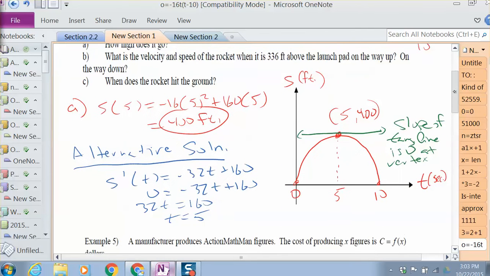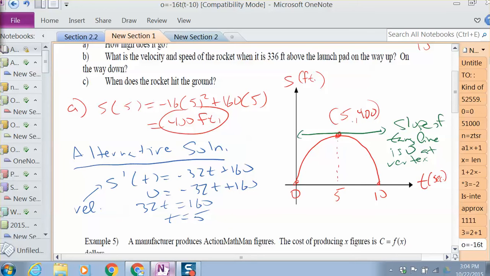Another way of looking at this, too, is that we know s prime is also the velocity. And the vertical velocity is going to be 0 at the peak, because obviously it's rising, but then it stops rising momentarily. I mean, it's still moving horizontally, but the vertical velocity stops for a moment and then starts dropping. So it's another way, like using a physics interpretation for it.